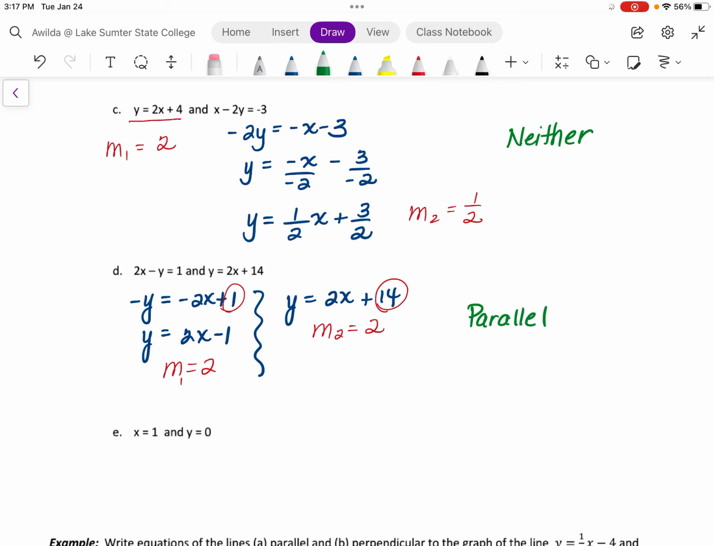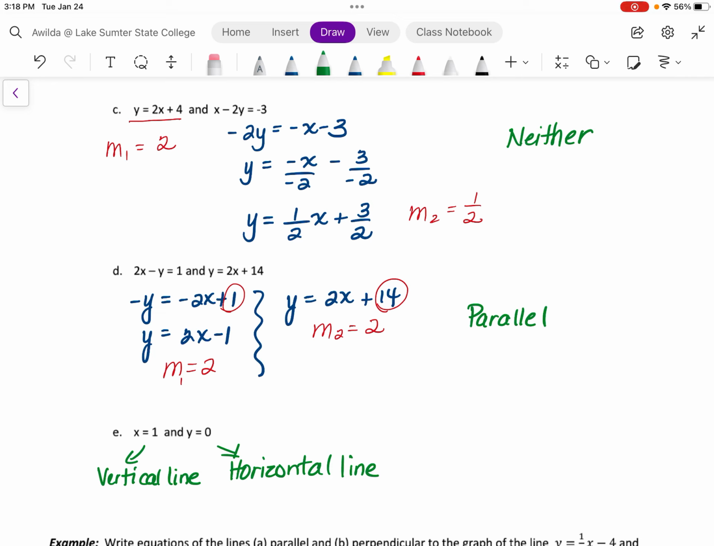In the next example, we have x equals 1 and y equals 0. The first line, x equals 1, describes a vertical line. The second equation, y equals 0, describes a horizontal line. In fact, y equals 0 is the equation for the x-axis. We know that every vertical line will be perpendicular to any horizontal line.